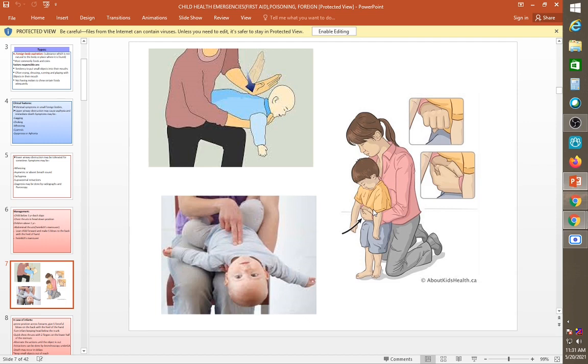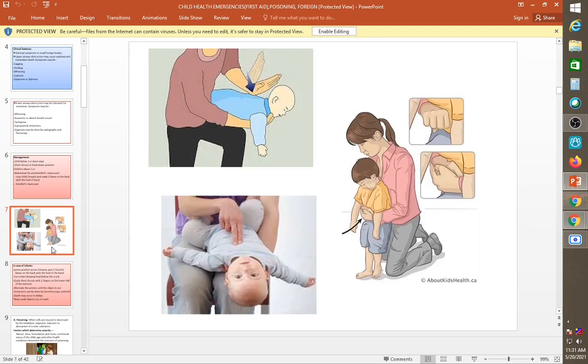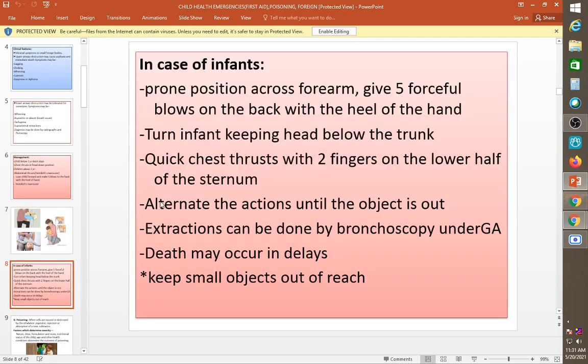What is this known as? What did I tell you? What is this known as? Heimlich's maneuver. Okay. Good. So all these things are done when there is foreign body aspiration. Then, in case of infants, prone position across forearm. So this is the method of how it is done. This is the picture, and this is the explanation of how it is done.